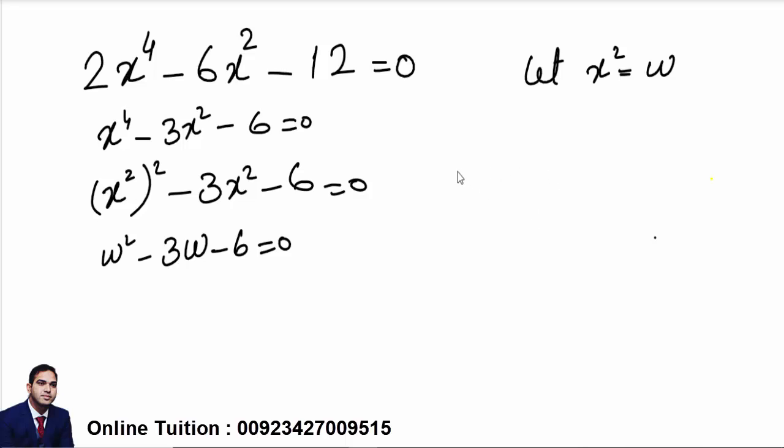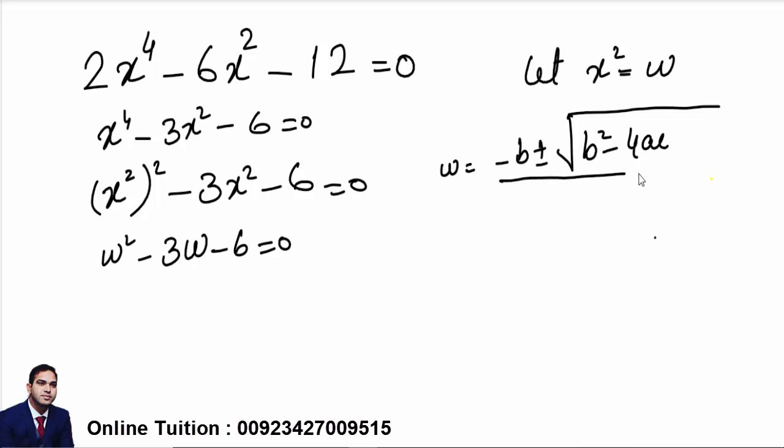Now we have a quadratic equation in w, so we use the quadratic formula: negative b plus minus the square root of b square negative 4ac, divided by 2a. Okay, you can see that the coefficient of w square is a, this is 1. Now this is b, that is equal to negative 3, and this is c, negative 6.